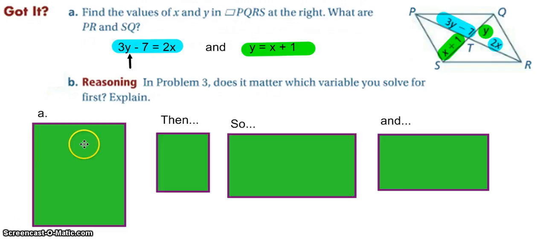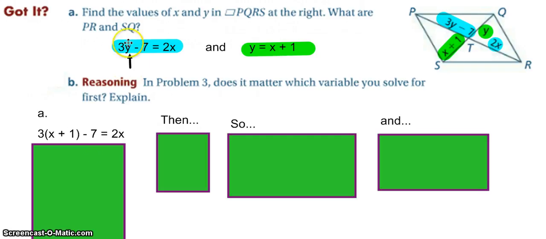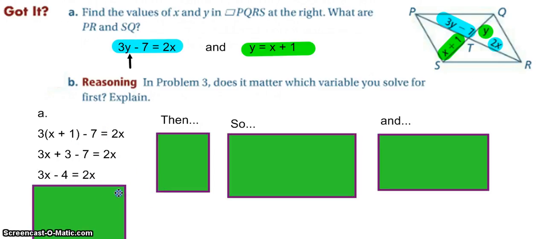Alright, so let's look at how we approach this. We take our equation right here and replace in the x plus 1 for the y. I then distribute my 3 into both the x and the 1, so I get 3x plus 3, still have that minus 7 equal to 2x. I combine my like terms, so I have 3x minus 4 now equal to 2x. Now, this is where you can choose whichever method you like. I like to make everything positive.